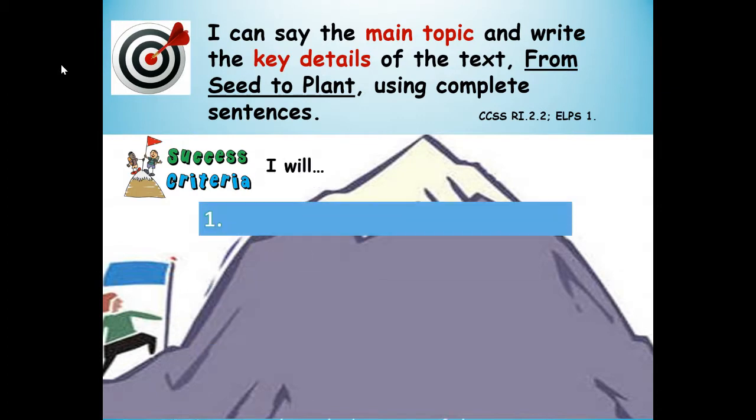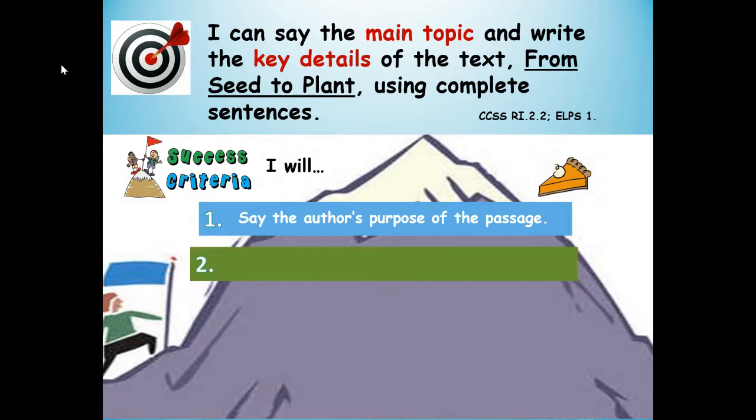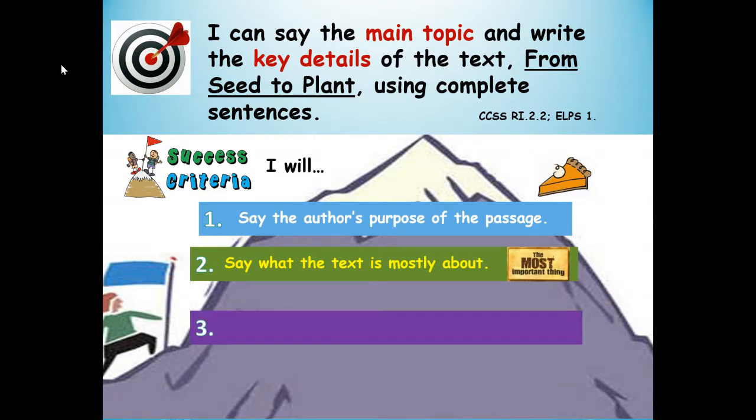I will, number one, say the author's purpose of the passage. Why did the author write the text From Seed to Plant? Well, it's as easy as pie. Either P, persuade, I, inform, or E, entertain. Pie. I will say what the text is mostly about, the most important thing.